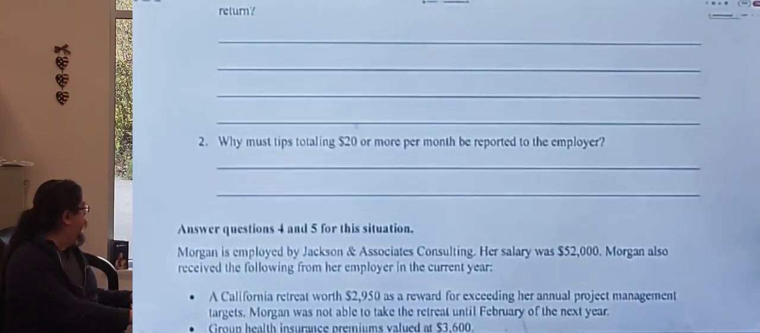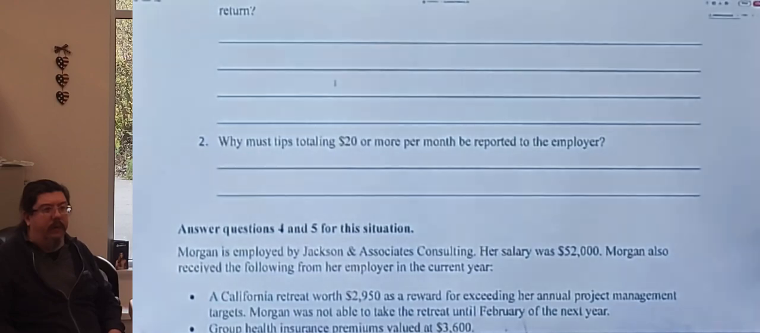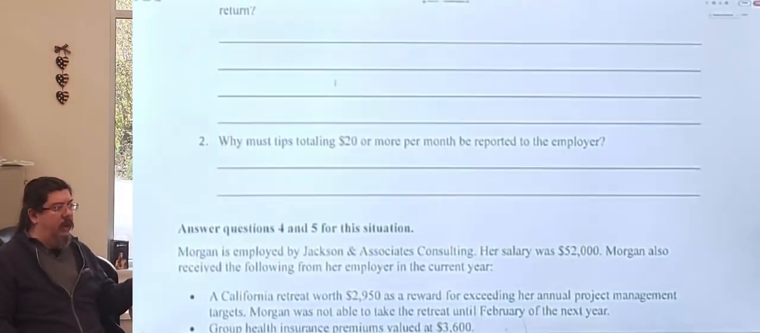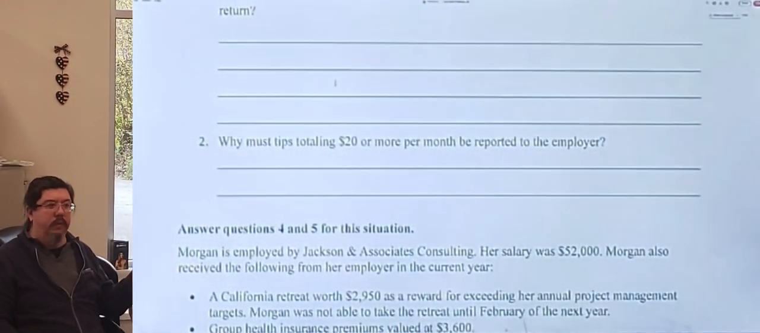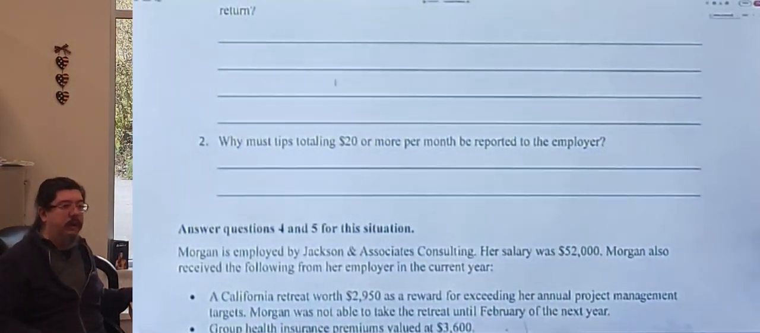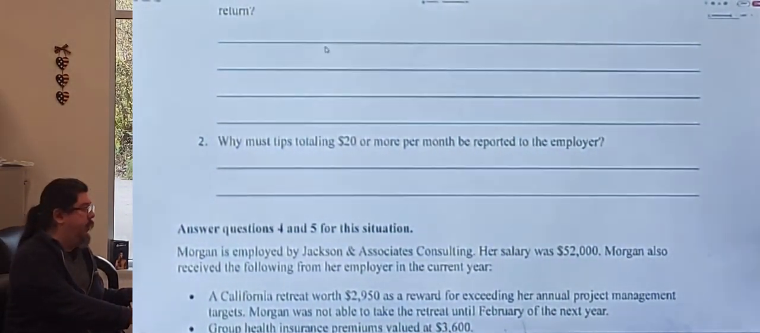Tips of $20 or more must be reported to the employer because that's taxable income. It's wages. It's supposed to go on your W-2. Your employer needs to withhold for income tax and Social Security and Medicare tax, and the employer is also supposed to pay their share of Social Security and Medicare tax.